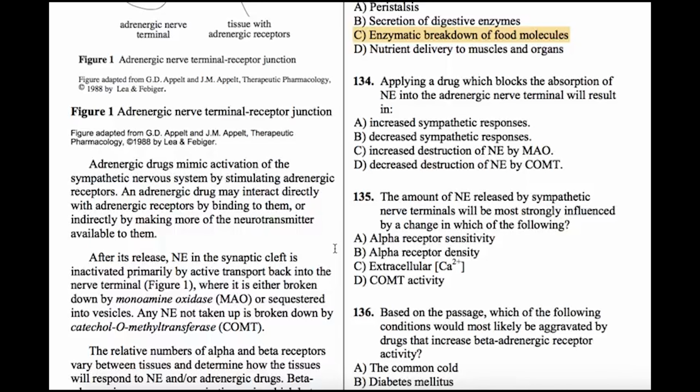So we're going to kind of use that to solve this problem. If you block absorption of norepinephrine, we're going to have more norepinephrine to respond, right? Norepinephrine is going to bind to receptors on tissues that provide a sympathetic response. So it looks very clearly that A is the correct answer, right? You're going to get increased sympathetic responses.